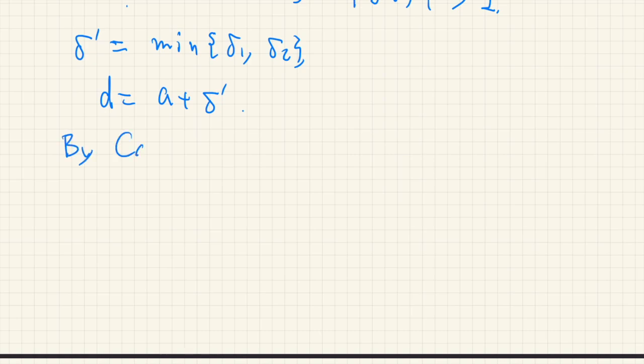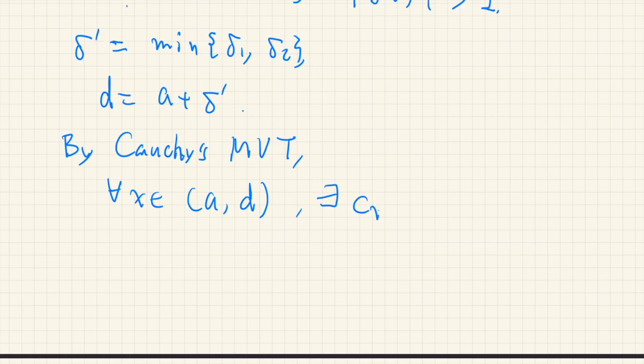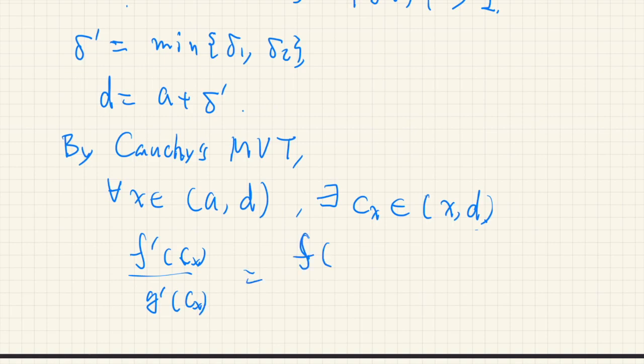So by Cauchy's mean value theorem, for any x in the interval between a and d, there exists some constant cx between x and d, such that f prime of cx over g prime of cx is equal to f of d minus f of x over g of d minus g of x.